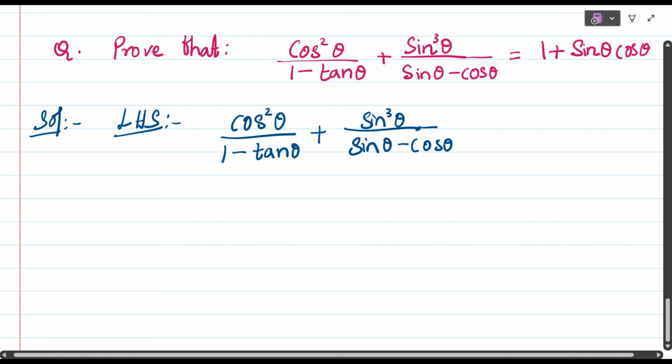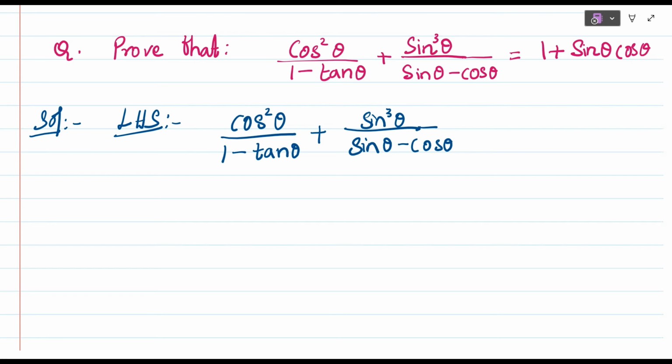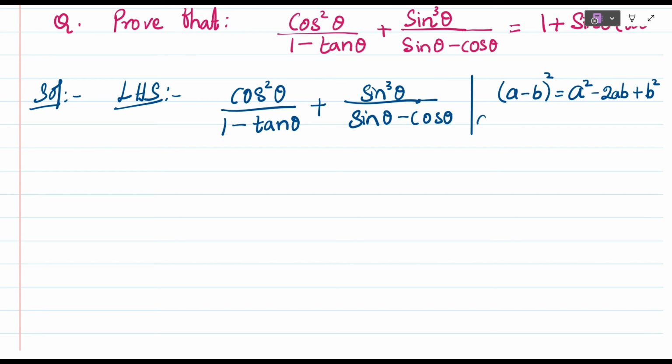So in order to prove this, first we have to write the basic identities. Okay. So here the identities required are a minus b whole square is equal to a square minus 2ab plus b square. And the other one is a minus b whole cube. So the formula is a cube minus b cube minus 3ab into a minus b. Understood, students?